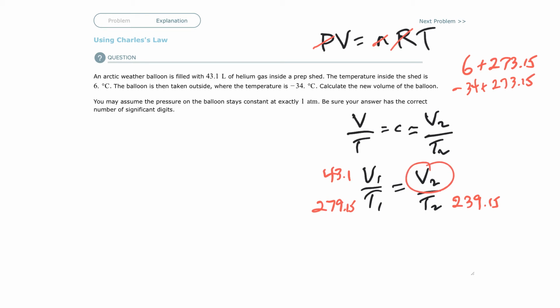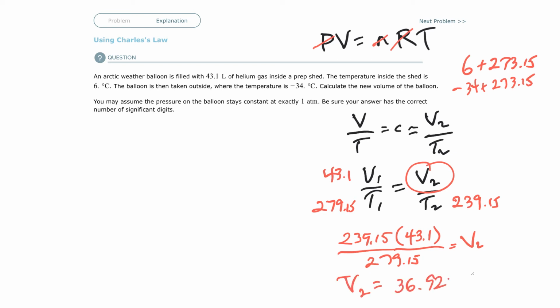So to get V2 by itself, I'm going to multiply by the 239.15. I'm going to have 239.15 times 43.1 over 279.15 equals V2. My calculator answer is 36.92411089 liters. That's never right.